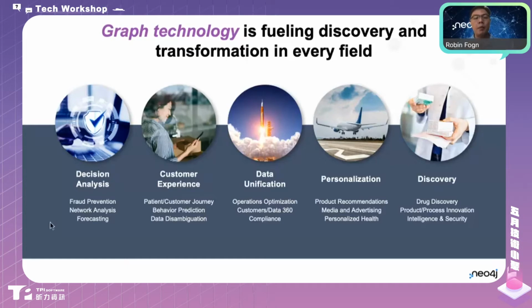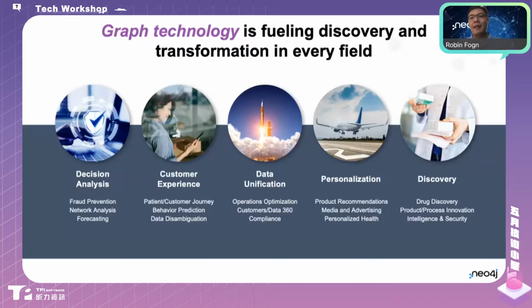The third one is around data unification, so in areas like data 360, data compliance, or how you do things like data lineage, data governance, and so on. And you can use graph to help you do better product recommendation, better personalization of your services and web pages, and many other things. So as you can see, how you apply graph technology like Neo4j is very, very diverse. It can be many different areas.